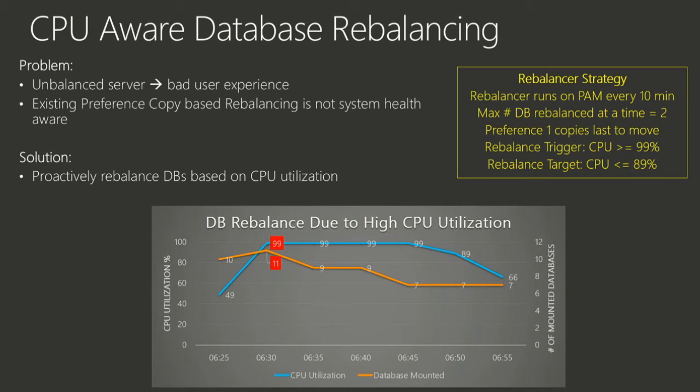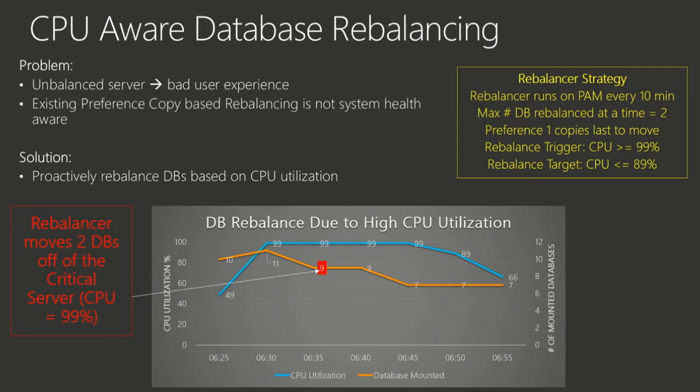A few minutes later, the rebalancer runs, sees this situation, and sees that the rebalancer trigger for CPU has been hit, which is at 99% right there. So it's trying to do some mitigation. It tries to move some of the databases off that server, and every time we try to move, the maximum number of databases we move is 2, because we don't want that server to be oscillating in CPU utilization. So it moves off 2, and now we only have 9 databases on the server.